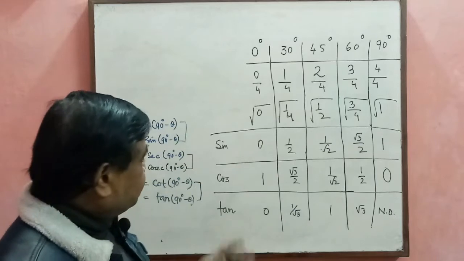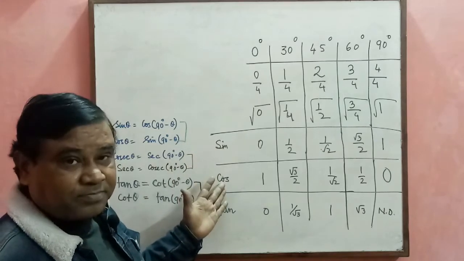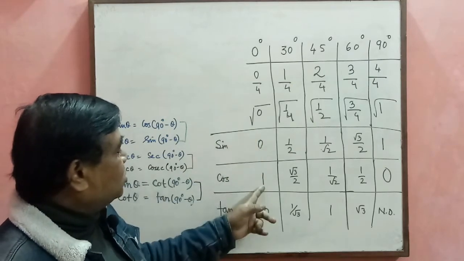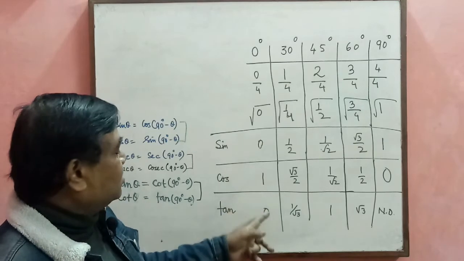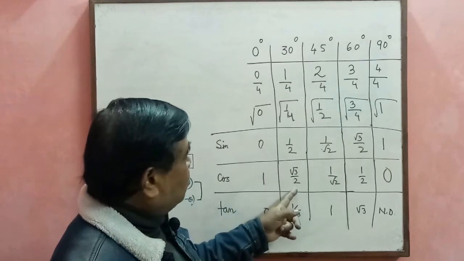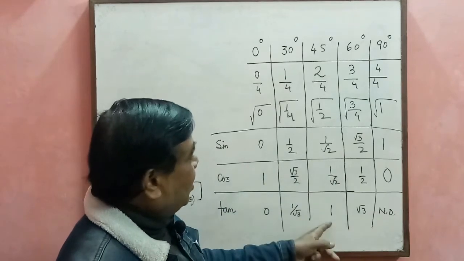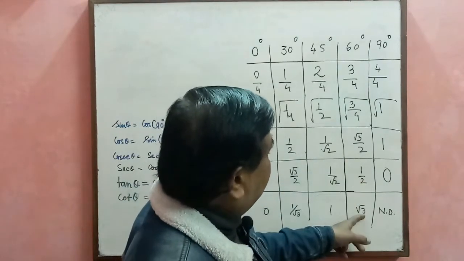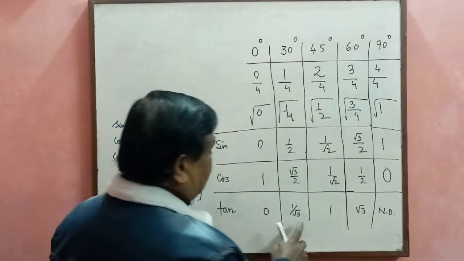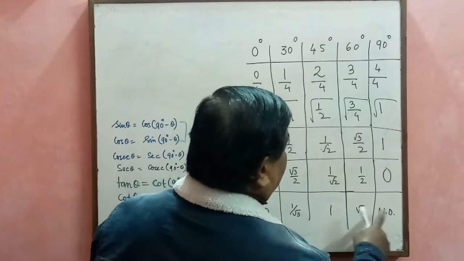I have already told you tan theta is nothing but sine theta upon cos theta. So sine 0 degree upon cos 0 degree is tan 0 degree, so 0 upon 1 is 0. If I divide 1 upon 2 by root 3 upon 2, the 2 cuts and we get 1 upon root 3. For 90 degree, 1 upon 0 is not defined. So tan 0 degree is 0, tan 30 degree is 1 upon root 3, tan 45 is 1, tan 60 is root 3, and tan 90 is not defined.